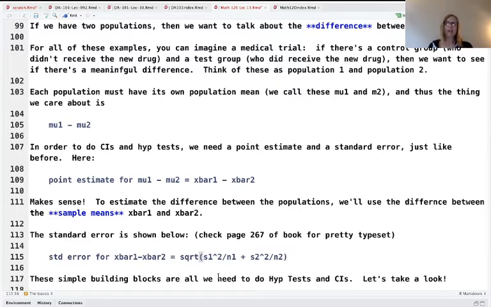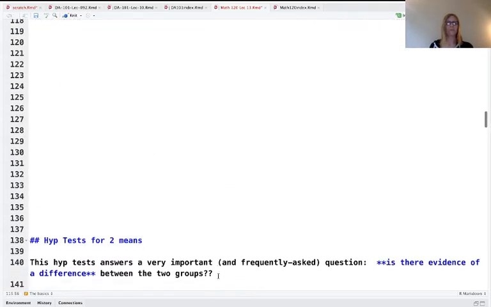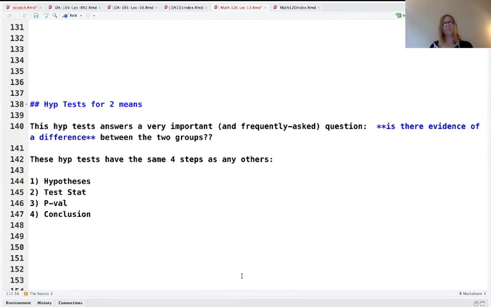Once we've got these building blocks, we've got the point estimate, we've got the standard error, those two are enough for us to do all the neat stuff that we need to do. So let's try it out. Let's start with hypothesis tests first. Hypothesis tests for two means. We've got two populations, two samples, and we want to see if there's some sort of difference between the population means.